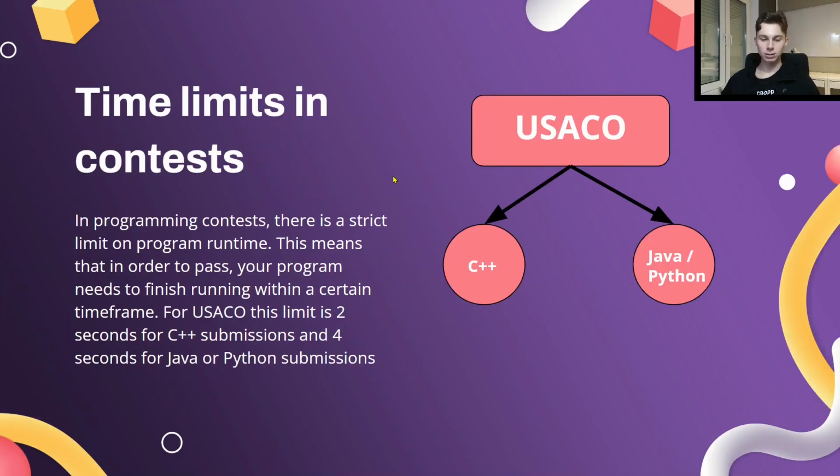Time limits in contests. In programming contests, there is a strict limit on program runtime. This means that in order to pass, your program needs to finish running within a certain time frame. For USACO, this limit is 2 seconds for C++ submissions and 4 seconds for Java and Python submissions. C++ is way faster than Java and Python. That's why it has only 2 seconds of runtime available. But because Java and Python are slower, they have 4 seconds available to them.